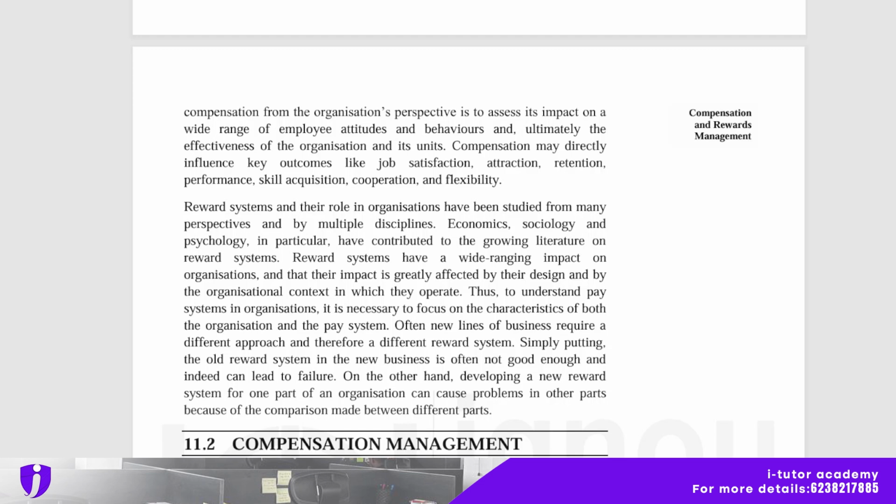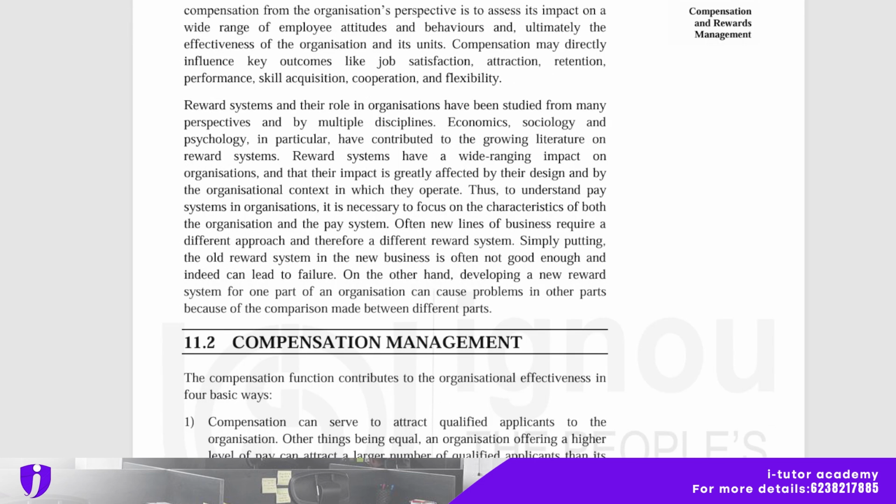Reward systems and their role in organizations have been studied from many perspectives and by multiple disciplines. Economics, sociology, and psychology in particular have contributed to the growing literature on reward systems. Reward systems have a wide-ranging impact on organizations, and their impact is greatly affected by their design and by the organizational context in which they operate.